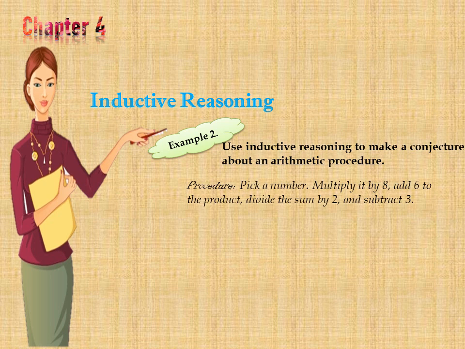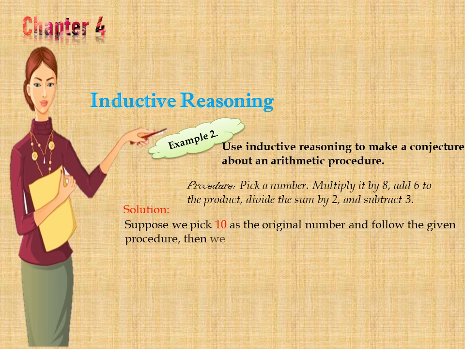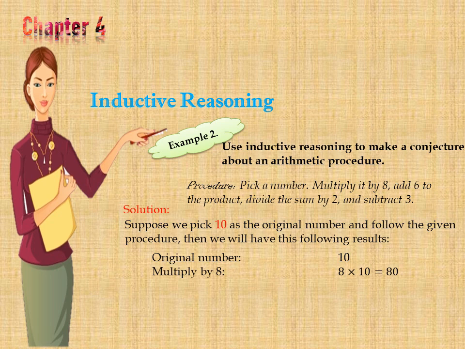So next, we pick also another number. Suppose we pick 10 as the original number. And then we follow the procedure given. Since the original number is 10, we multiply it by 8. So we'll have 8 times 10. This will give us 80.